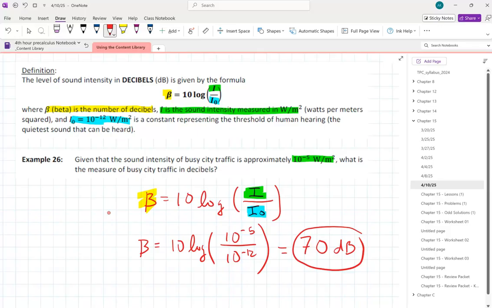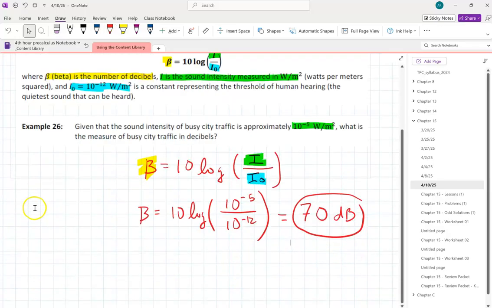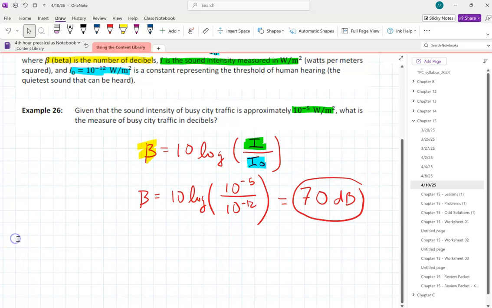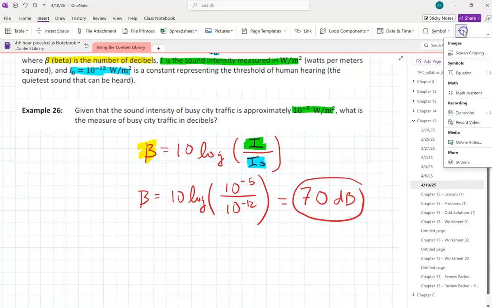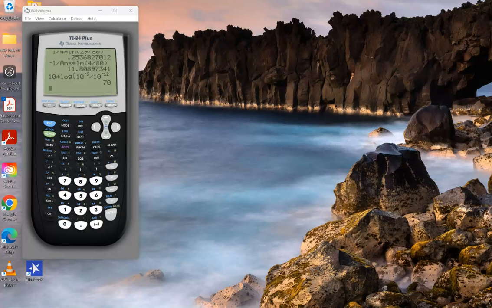Everybody cool? So again, we just have a new model, and we defined what the variables in the model mean, and we just plug some stuff in, right?